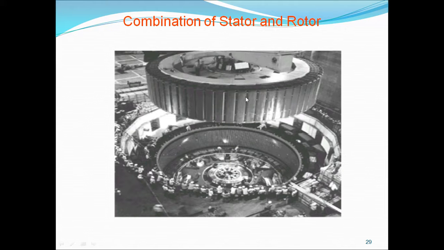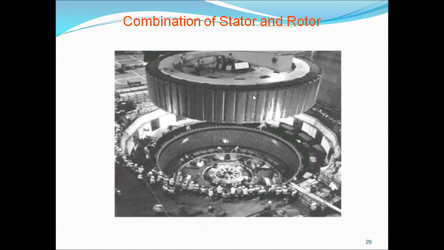Slots are on the outer periphery, the outer face surface of the rotor. These are usually used with high speed, like 3000 to 1500 rpm. As usual, when speed is more, what about the poles? Poles will be minimum, that is 2 poles or 4 poles. The unslotted portion forms the frame as shown in the figure.